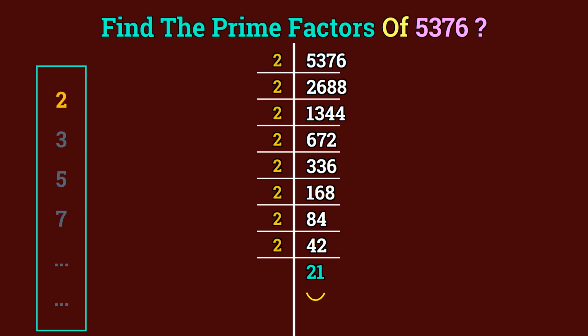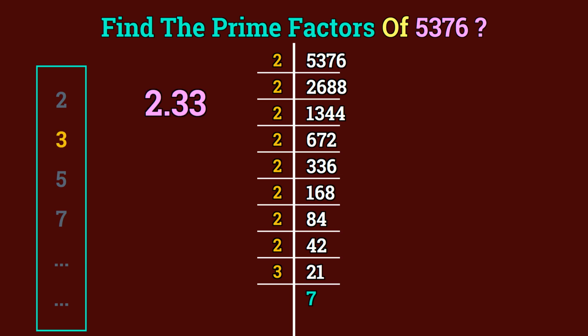Dividing 21 by 2, the result is not an integer. Since the result is not an integer, we will try to divide by the next number. Dividing 21 by 3, which equals 7. So 21 divided by 3 equals 7.